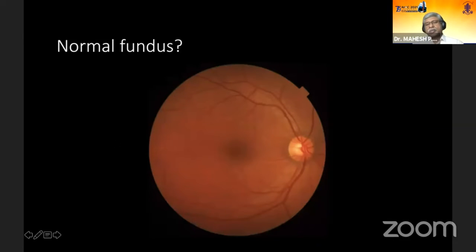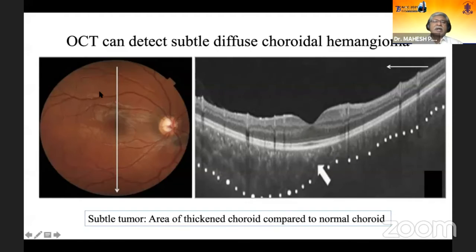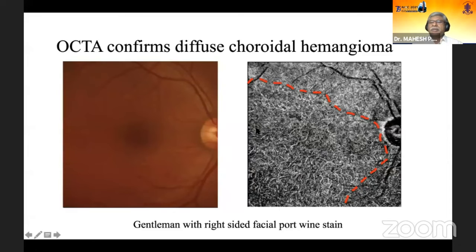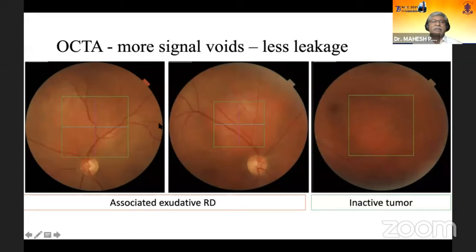So this is a patient who presented to us, which looks like a pretty much normal fundus, but we didn't expect a normal fundus because this patient had a nevus flammeus on the right side. And OCT shows that there is indeed a diffuse choroidal hemangioma, which may not be very obvious on a clinical examination. And the same thing can be picked up beautifully on the OCT angiogram. This is the diffuse choroidal hemangioma with a bag of worms like appearance.